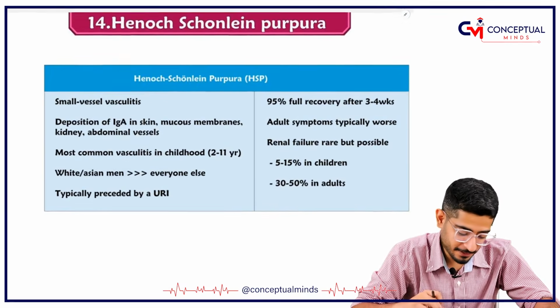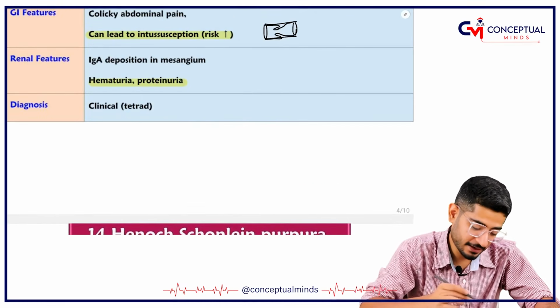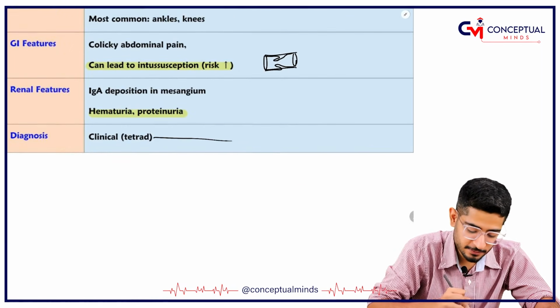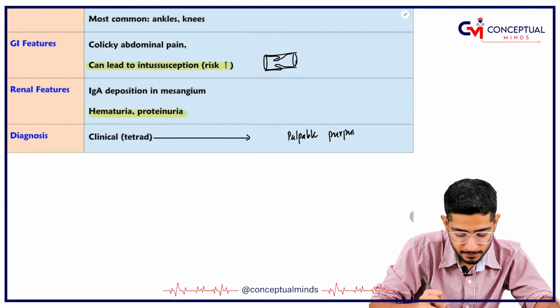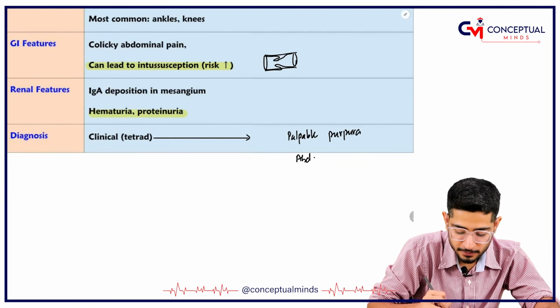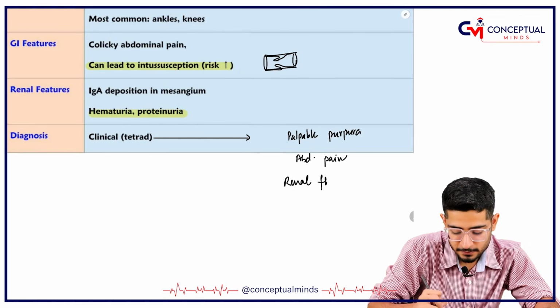Okay, now coming on to the clinical triad. So the clinical triad is going to be what? One is going to be the palpable purpura. Next is going to be what? Abdominal pain is going to be there. And of course the kidney feature, the renal features are also going to be there.